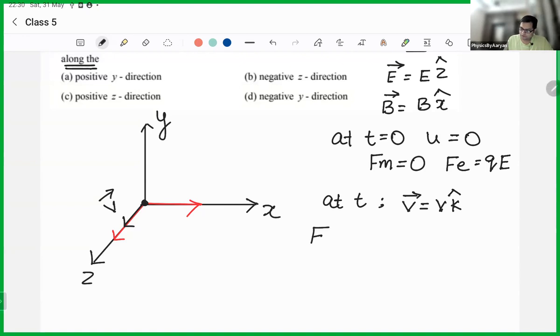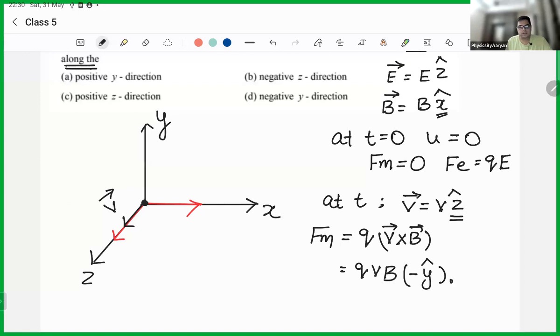So what will be the magnetic force? Q V cross B. The velocity is along the z-axis. So Q is Q, V is V, B is B. What is V cross B? So Z cross X. Z cross X will be minus Y. So basically this is minus Y, but because this is plus Y, this is minus Y.